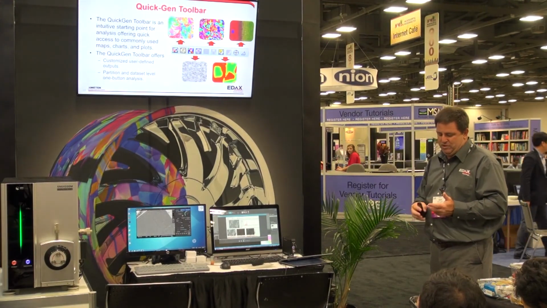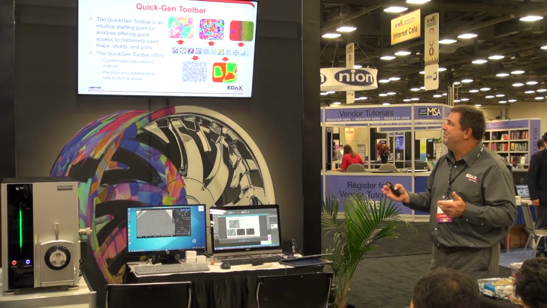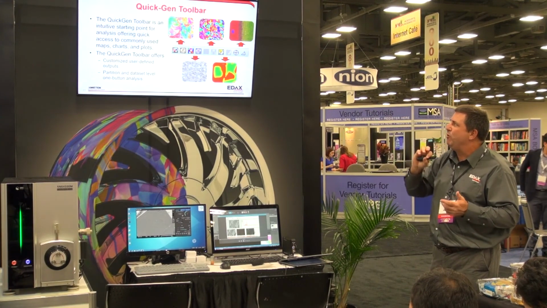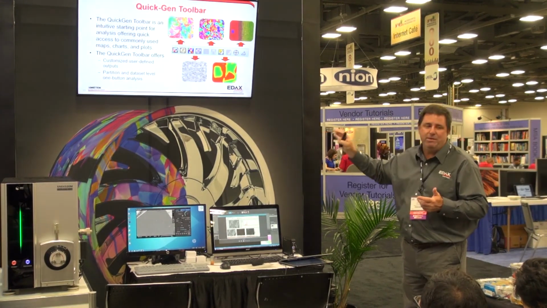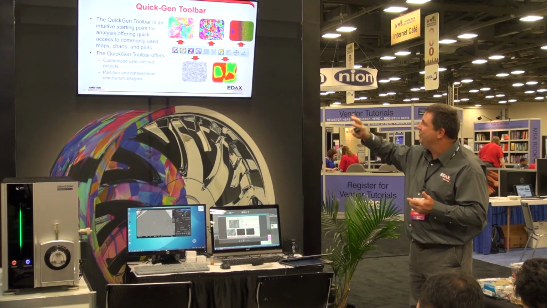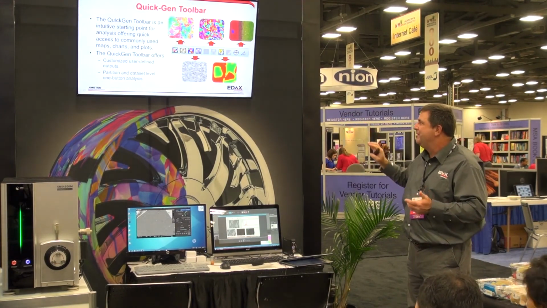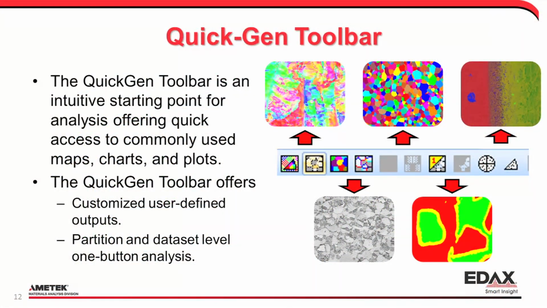Now, to make this a little easier to use, we've put in what we call a QuickGen or quick generation toolbar. And so this is kind of the starting point for the software to access the most common maps, charts, and plots. One of the things that I'll emphasize a little later is you can customize this, you can grow off of this and expand on it, but it gives access to the most common thing.